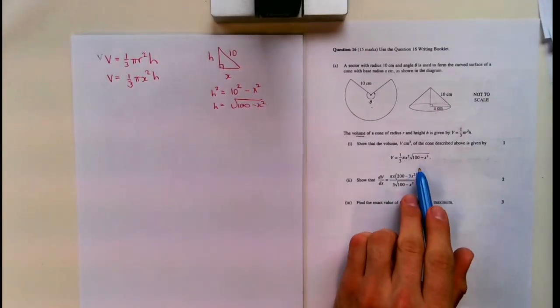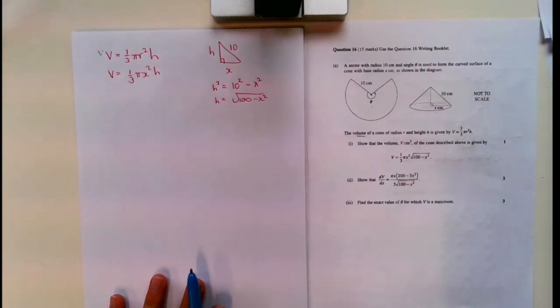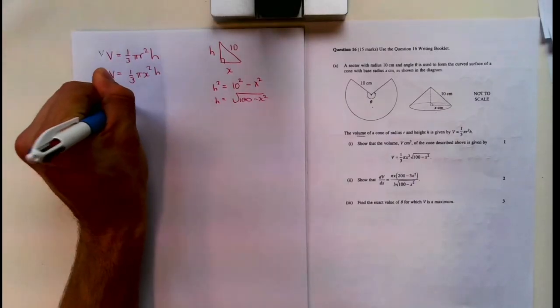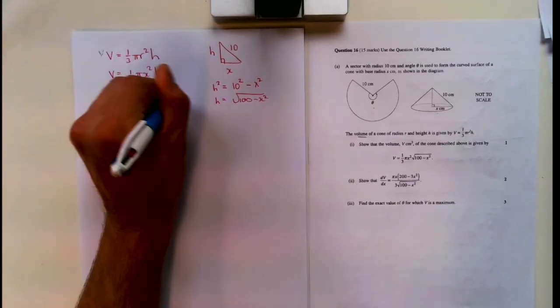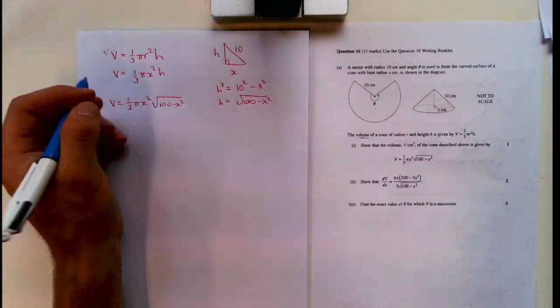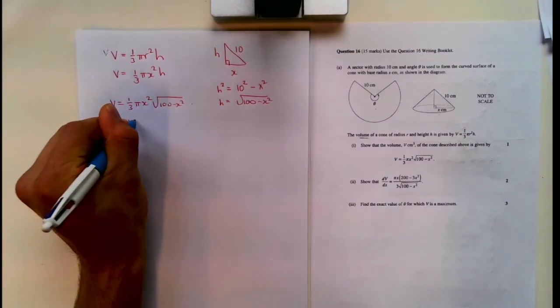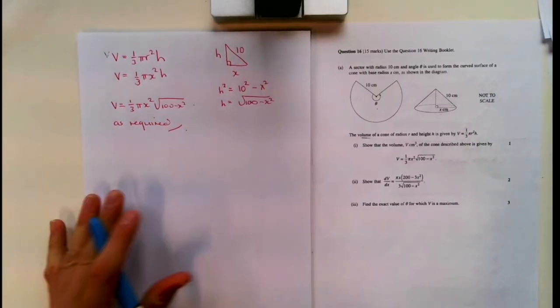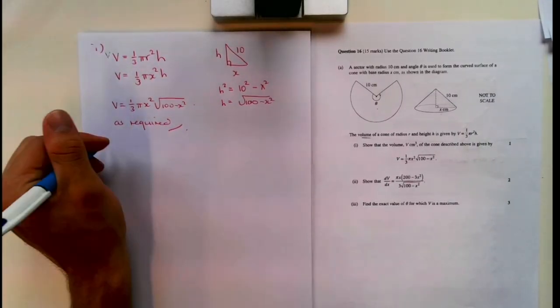If you look towards here, you can see we're on the right path. Then I'm going to sub that back in here. We're going to say volume is a third pi x squared root 100 minus x squared. And that's it, so that's part 1 done. To end a proof, I would always say something like, as required. All right, so that's part 1. Let's go on to part 2.